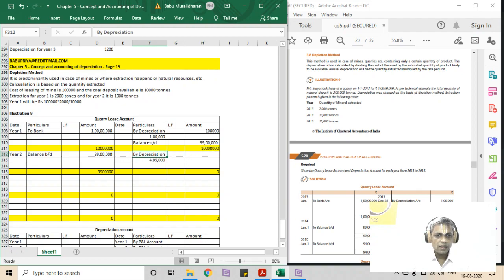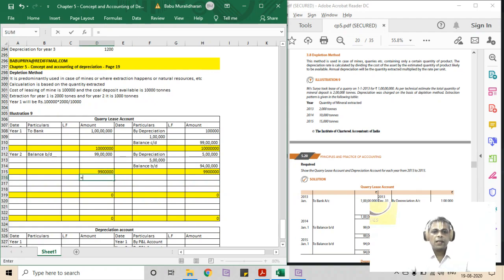Year 2 extraction is no. So we are not in diminishing balance. So year 2 extraction will be 308. The total amount paid is 1 crore and extraction in year 2 is 10,000 tons. So the total depreciation is equal to 5 lakhs, and the balance brought down is equal to 99 lakhs minus 5 lakhs. Right? Now let's go into year 3.